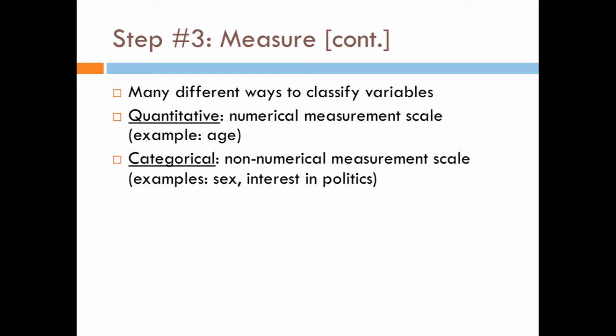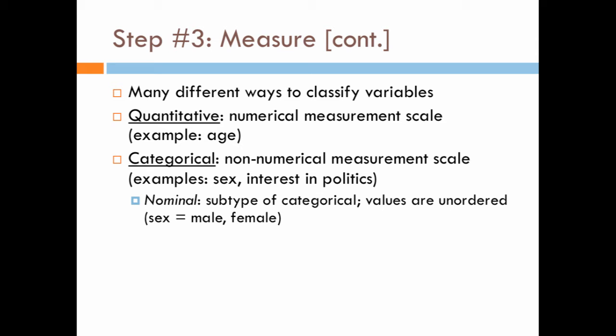We can further subcategorize categorical variables by type. Nominal categorical variables are things where the value of the characteristic is unordered. So, for example, while we might code sex or gender in our study as 0 for male and 1 for female, these numbers don't mean anything. While in a numerical sense, 1 is greater than 0, in a categorical sense, 1 is not greater than 0. Females are not greater than males.